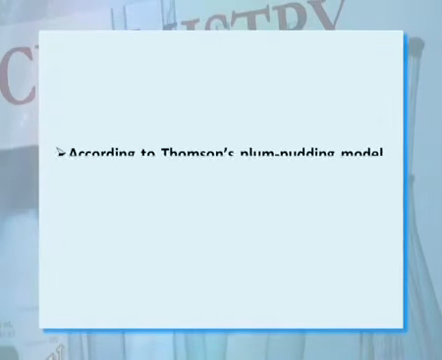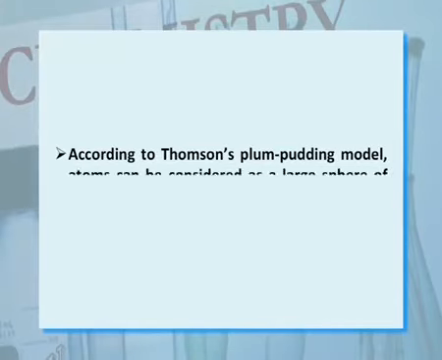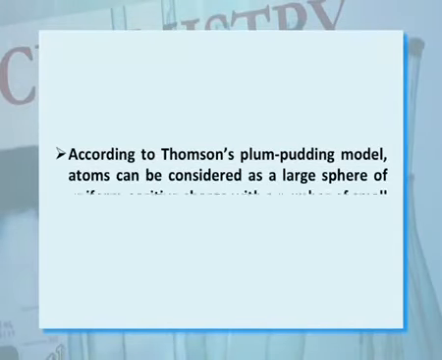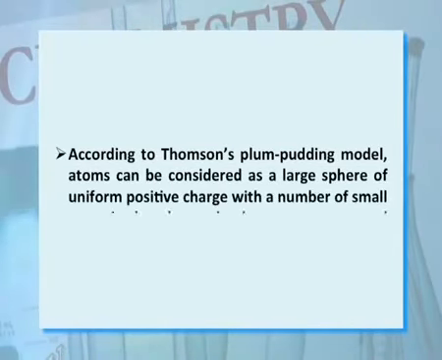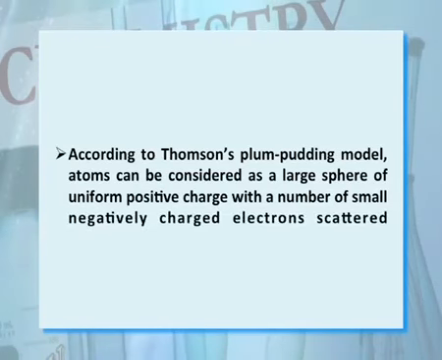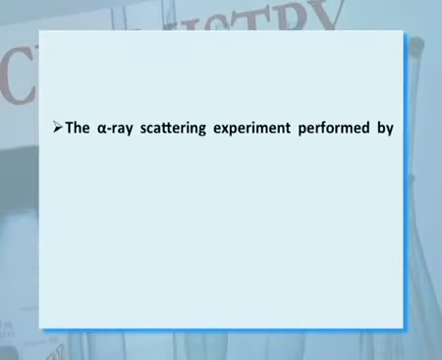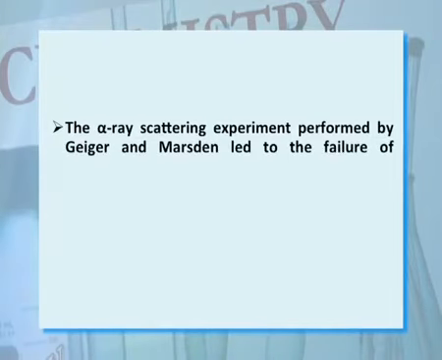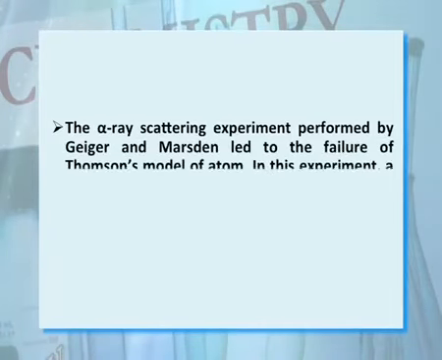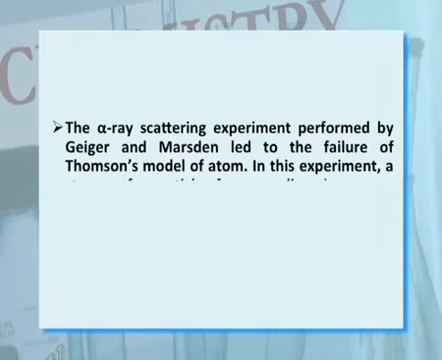According to the Thomson plum pudding model, an atom can be considered as a large sphere of uniform positive charge with a number of small negatively charged electrons scattered throughout it. The alpha ray scattering experiment performed by Geiger and Marsden led to the failure of Thomson's model of the atom.